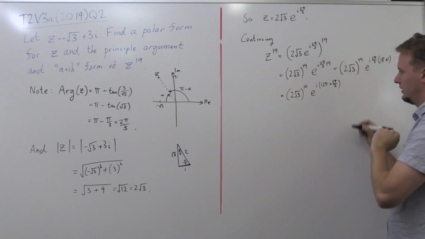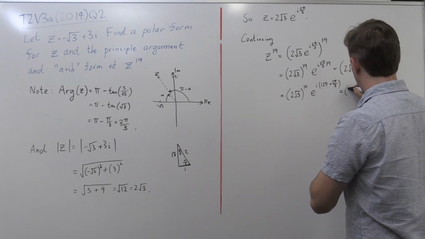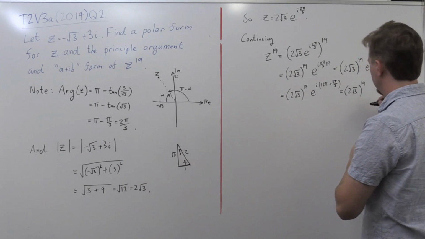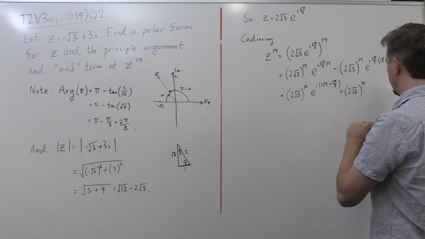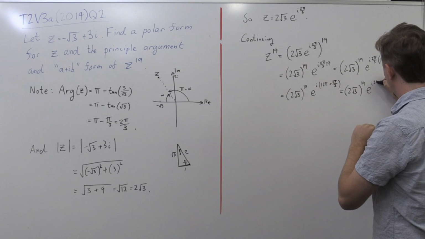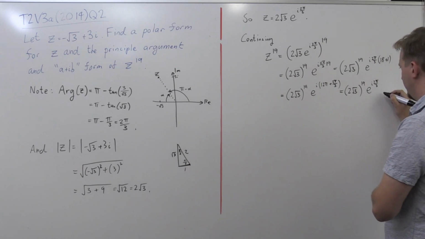So, maybe one more line. Right, 2 root 3 to the 19. Oops. Yes, 19. e, this is going to be the same as e to the i, 2 pi over 3.